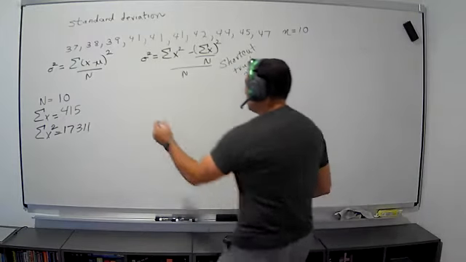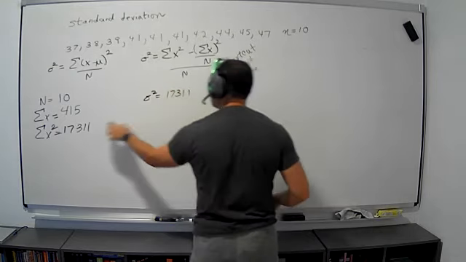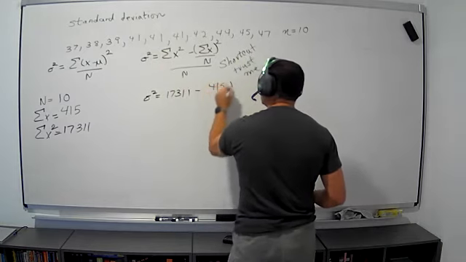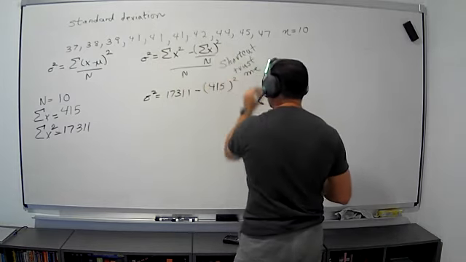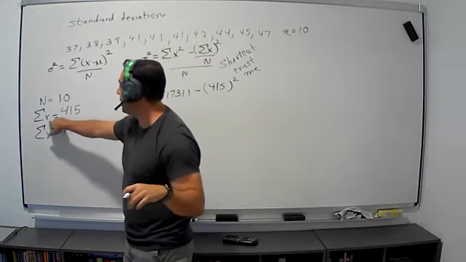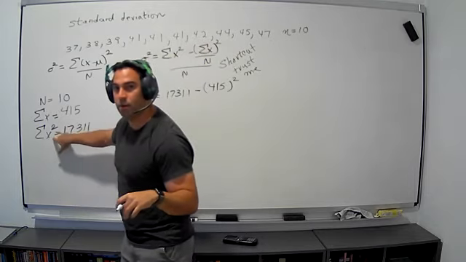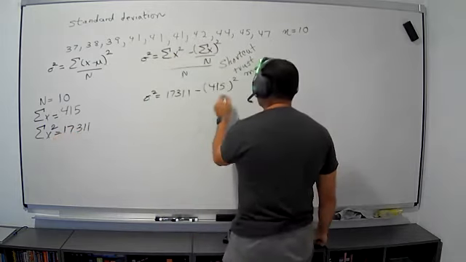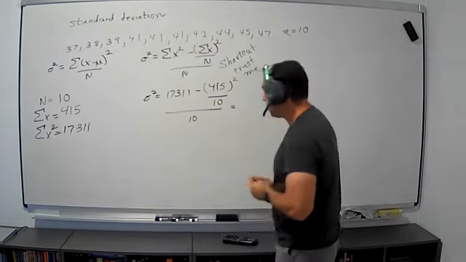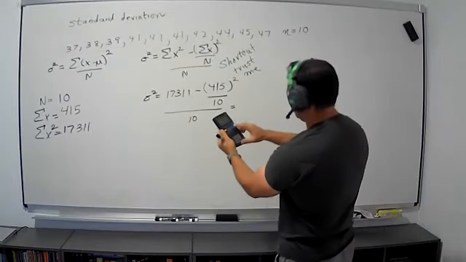And so now I just plug it into the formula. I go 17,311. This guy is this guy. Minus 415, but you had to square it here on the outside. It's different: the sum of x, squared, is different than the sum of x squared. Divide that by 10, all divided by 10. So what's that the shortcut for? Well, you'll see right now.